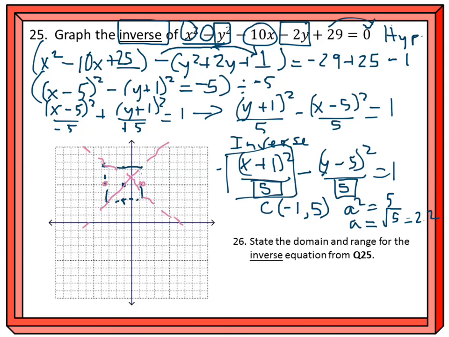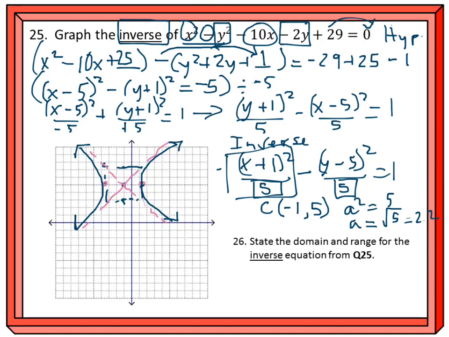Okay, and I need to put in my asymptotes, thusly. Whoa, that didn't even go through the center point. Let me try that again. There, that's better. And now, let's go ahead and graph our hyperbola. Something like this, and something like that. Okay, so then the last part of this is state the domain and the range for the inverse.